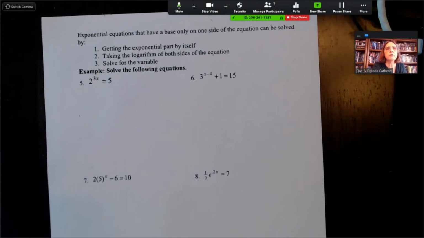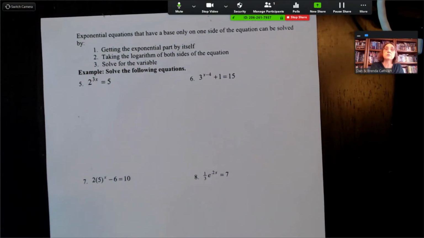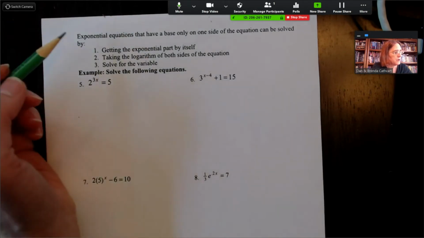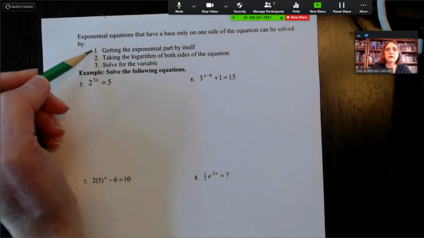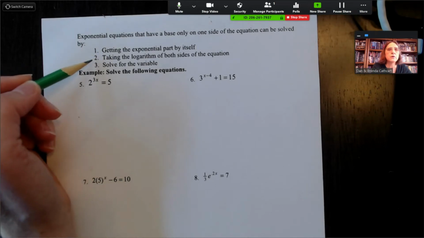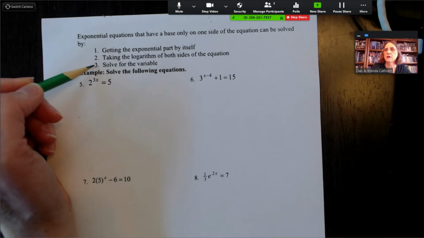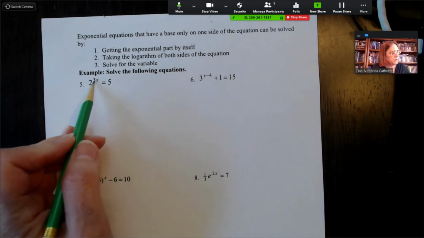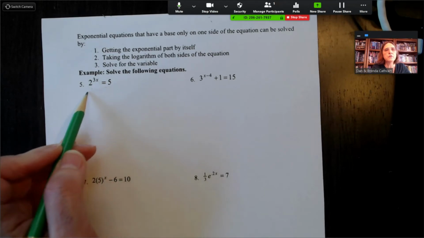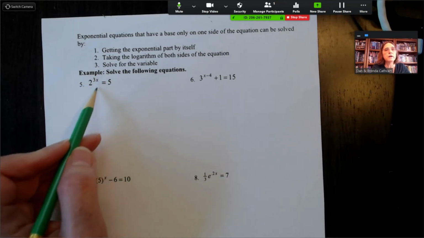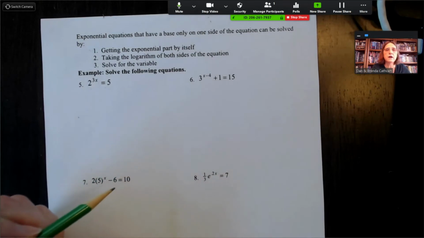Now, going on to solving exponential equations that have a base only on one side, we can solve it by following these steps. We get the exponential part by itself, we take the logarithm of both sides of the equation, and then we solve for the variable. So here we have 2 to the 3x equals 5. The exponential expression is already all by itself, so step 1 is taken care of.